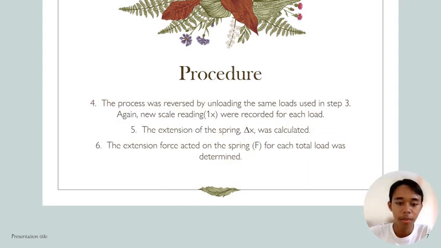Number 4, the process was reversed by unloading the same loads used in step 3. Again, the new scale reading x1 was recorded for each load. Number 5, the extension of the spring, triangle X, was calculated. Number 6, the extension force on the spring, F, for each total load was determined.